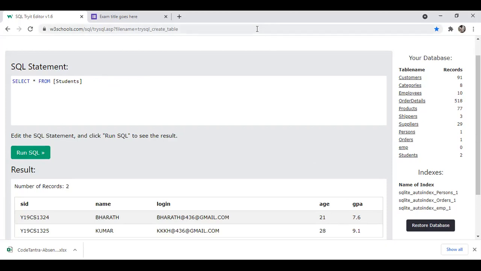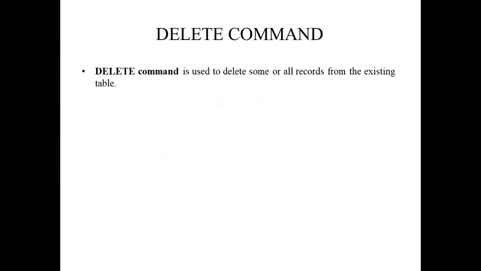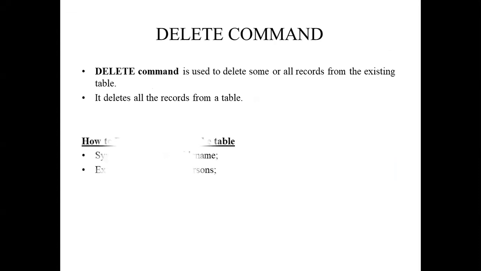Now we will see the last command, that is the DELETE command. So what is the use of the DELETE command? Suppose we want to remove some records or all records in a particular table, we use the DELETE command. The DELETE command helps us delete all the records or only some specific records. Suppose our aim is to remove all the rows in the table. What is the syntax? DELETE FROM that particular table name.